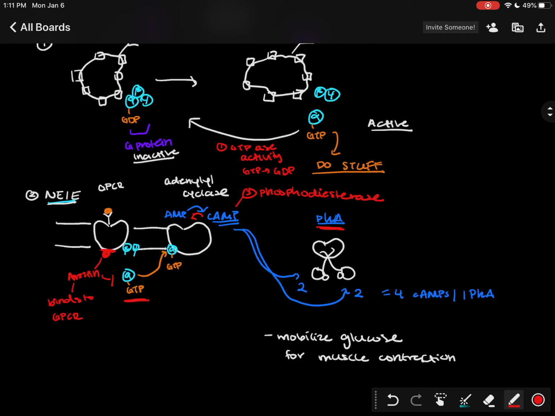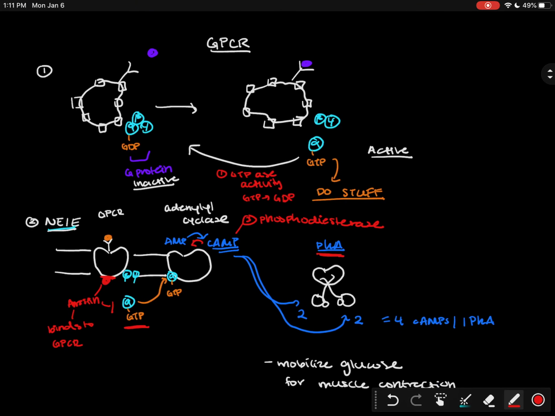These are all obviously ways to prevent the outcome, just varying levels of where we're going to be stopping the thing from occurring. Okay, so that's all I've got on G protein coupled receptors.